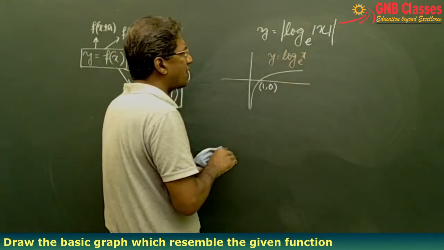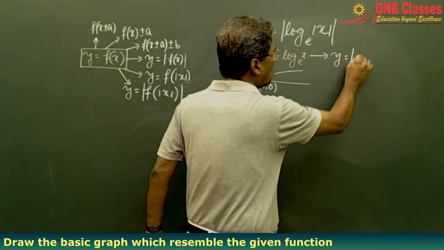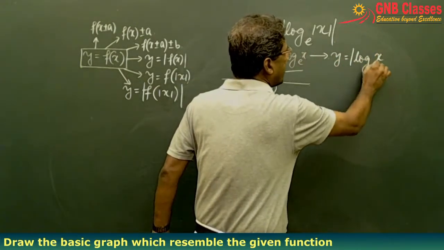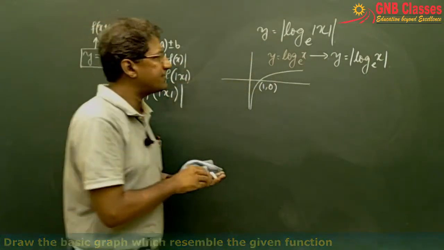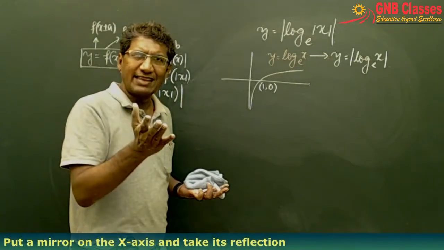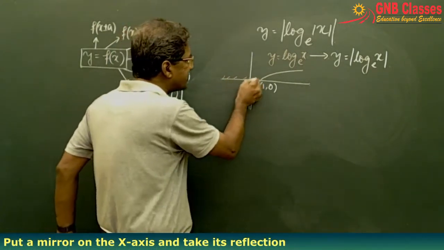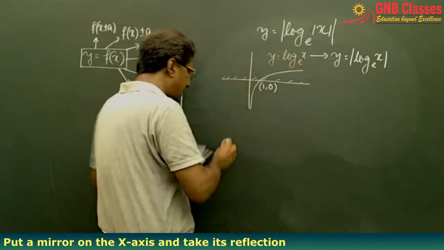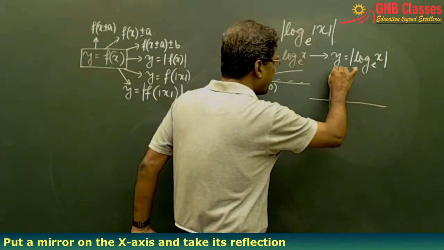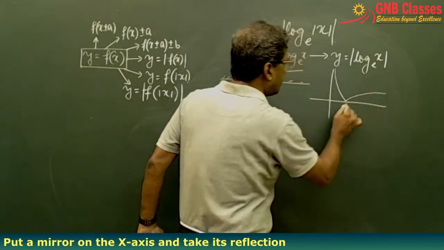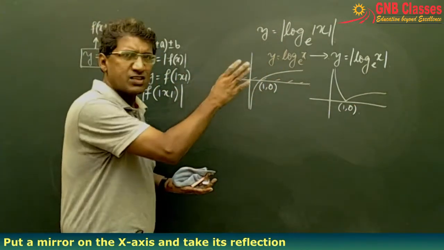Now I'm transforming this graph. The first transformation is y equals mod of log x base e. What to do? Put a mirror on the x-axis, take its reflection. So if I put a mirror on the x-axis and take its reflection, the graph will look something like this. This point is 1, 0. Is it clear? So this is the first transformation.